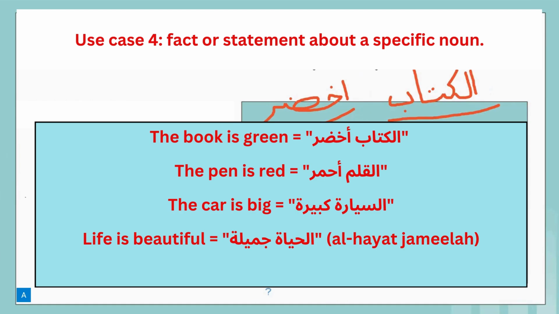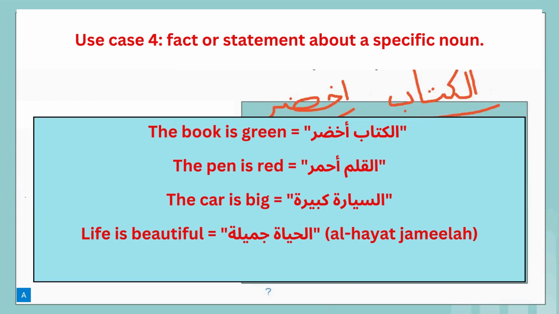So the first word is definite and the second word is indefinite. And this is used to express some facts or a statement about a noun, such as book is a noun. We are trying to express something about a noun. We are saying the book is green. We are expressing about it and we are also saying a fact about it, which is truth. The other examples could be the pen is red, the car is big, the life is beautiful.